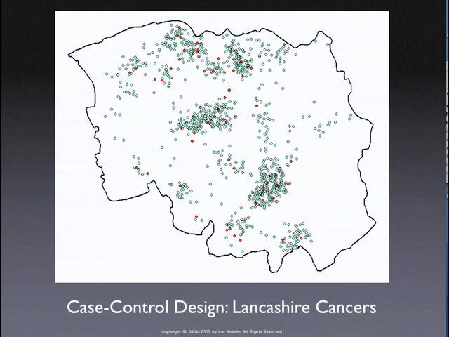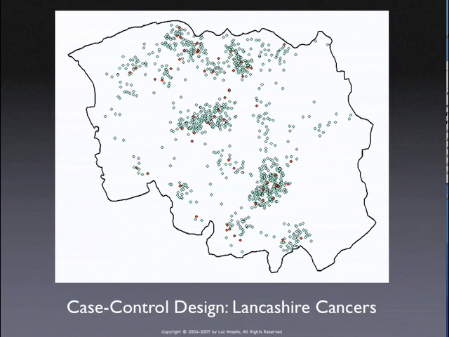Think of red as something of interest and blue as the background population. And what we're interested in is whether this red pattern is somehow significantly different from the blue pattern. Whether the concentration of the reds is much higher than the concentration of the blues, which would suggest a heightened relative risk for a spike in the distribution. So that's the case control design.